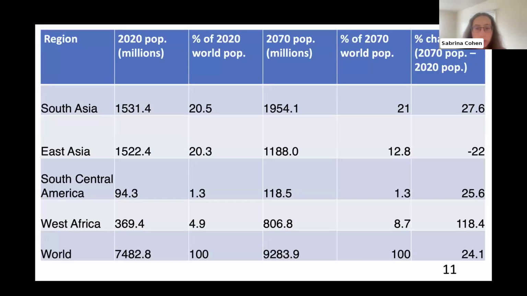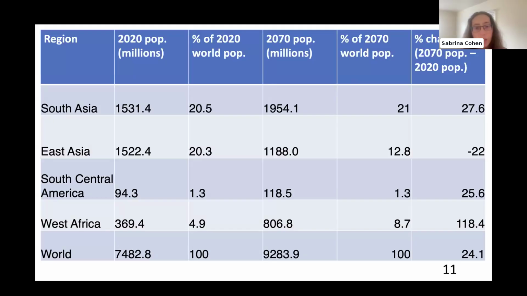For example, here we can see comparisons of current or near current population versus the projected population in 2070. The big idea from this table is that in 3 out of the 4 regions, South Asia, South Central America, and West Africa, the percentage change in population is quite large, particularly for West Africa, with a projected population increase of over 100%. In East Asia, there is a decrease, but even in 2070 it is projected to represent 12.8% of the world population.